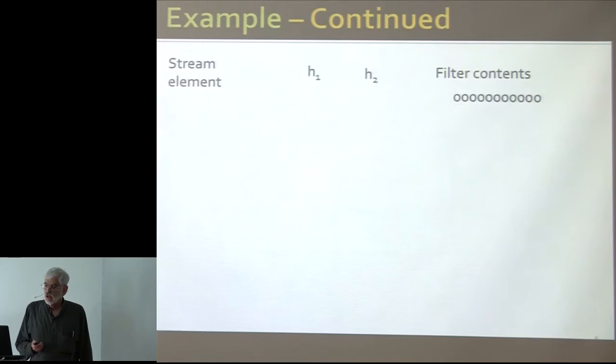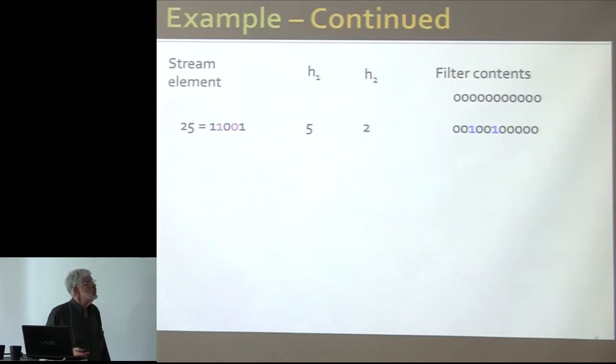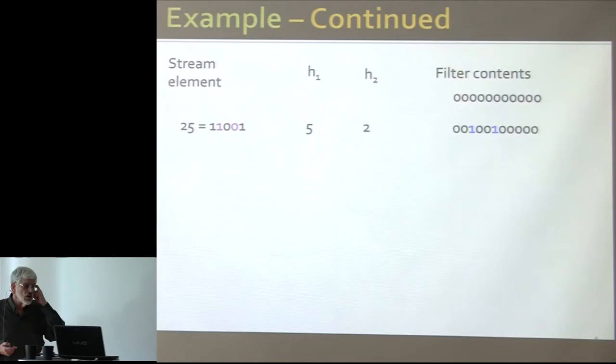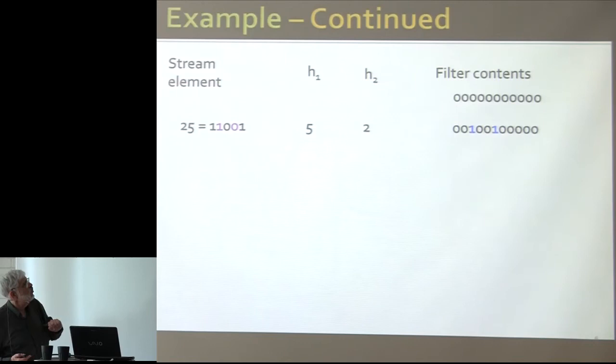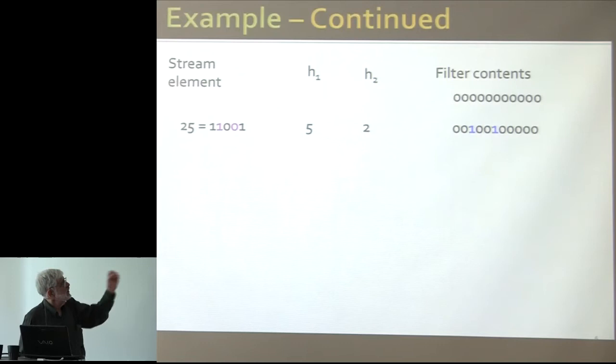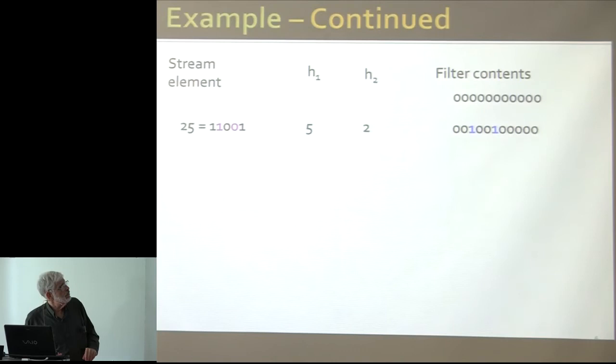So this is the initial condition, the filter is 11 zeros. Now the number 25 comes in. What I've tried to do is the even position bits are in red and the odd position bits are in black. So if you focus on just the black, that's what H1 gives you, that's 101, that's 5, 5 modulo 11 is still 5. Now for H2, you look only at the red, and that's 10, that's 2, and again, 2 modulo 11 is 2, and therefore you set bits 2 and 5. I'm counting bit 0, of course, as the left end. So I've set those two bits to 1s, and the blue bits are the ones that I just set.